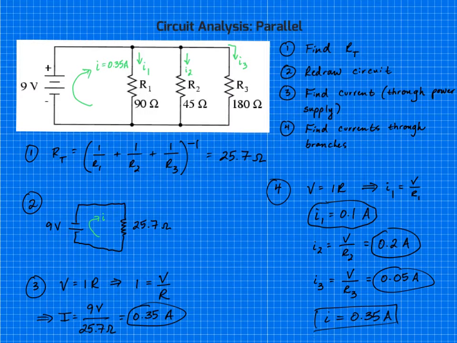Okay, now the key here again, just to reiterate, with parallel, that current splits right here, where that first parallel branch is. Some of the current goes this way, some continues on this way, and some continues on this way. But at this point, I1, I2, and I3 meet back up to then get this 0.35 amps of current once again, and that's reflected down here. So that's circuit analysis. That's breaking it down step by step.